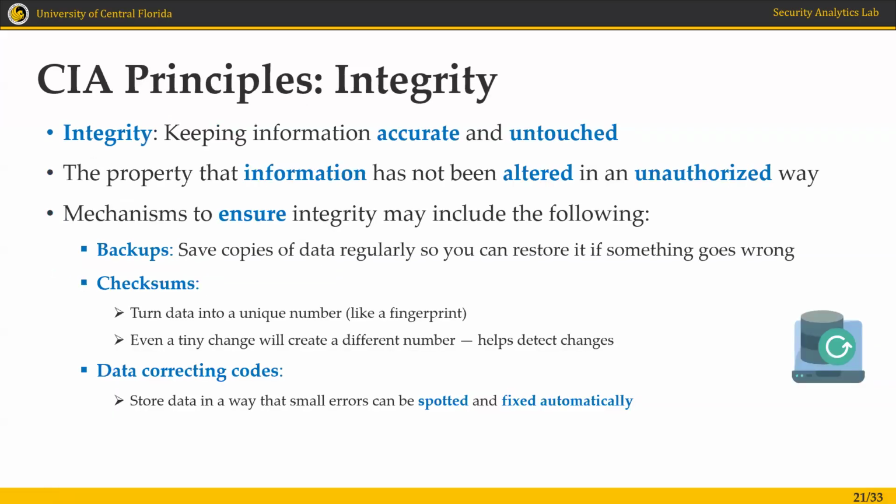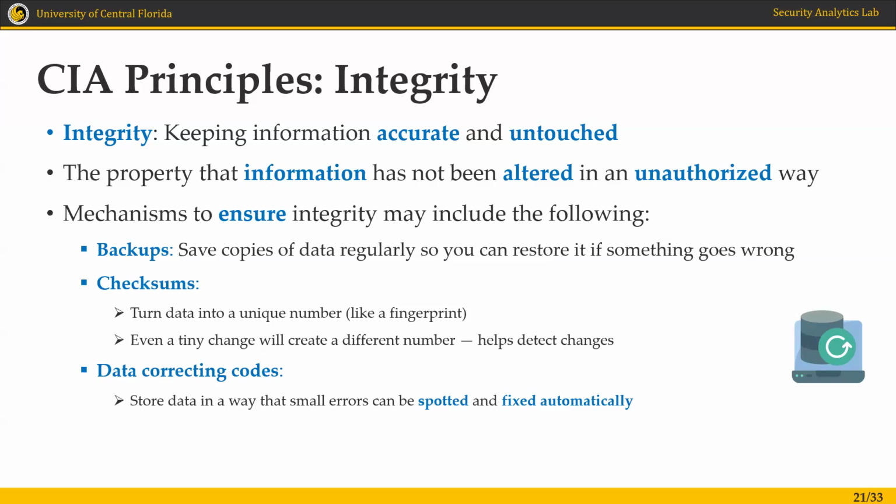We move on to integrity, so we're breaking each one down in detail. Integrity is to keep the information accurate and untouched. We want to know that when data is being sent, it has not been altered, such that if it has been altered, that means something happened to the data. The mechanisms to ensure integrity may include the following.